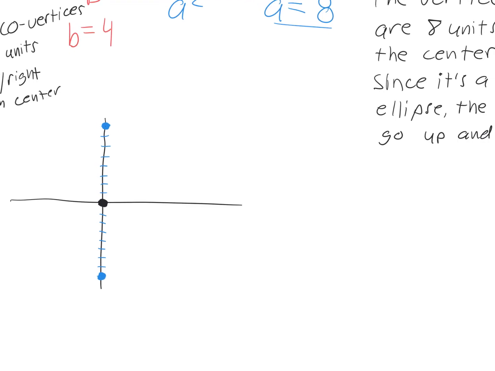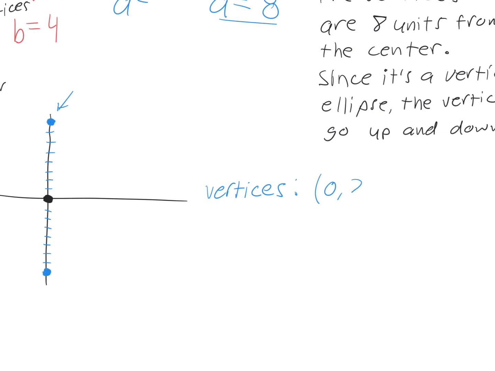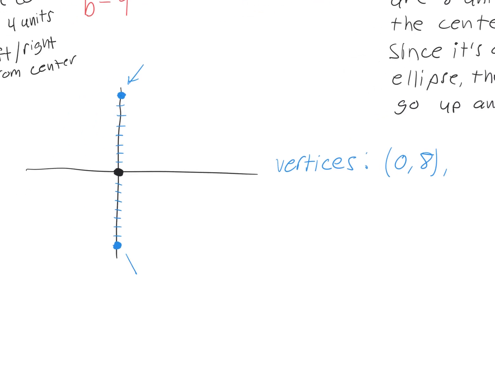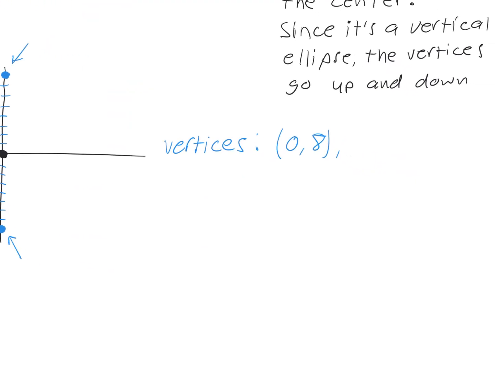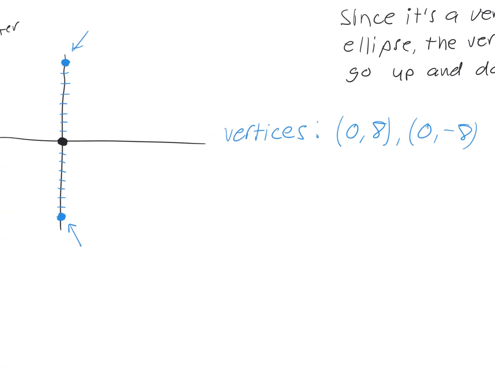So I'm going to write those as an ordered pair. So let's write our vertices. We're going to have 2 of them. What is that top one as an ordered pair? 0, 8. All right, and then what would that make the bottom one as an ordered pair? 0, negative 8. If you're going 8 units down, it's 0, negative 8. All right, so those are my vertices.